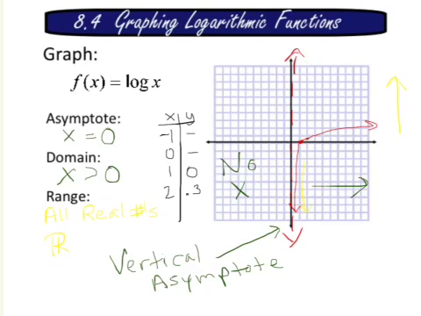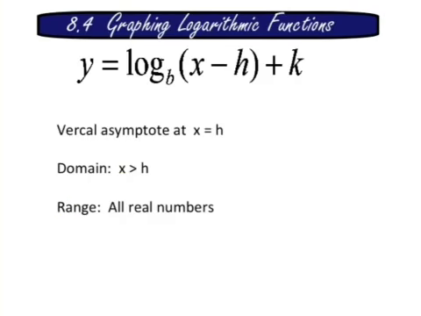So this is what a logarithmic function looks like. It has a vertical asymptote. It has a domain of x is greater than that vertical asymptote, and our range for a general logarithmic function will be all real numbers. Logarithms also have a form using h and k, and we're used to seeing this with exponential functions and other functions we've seen. X minus h will be my vertical asymptote.